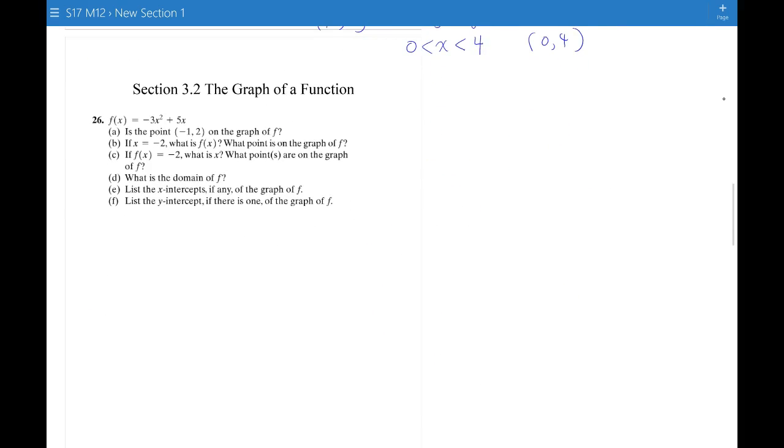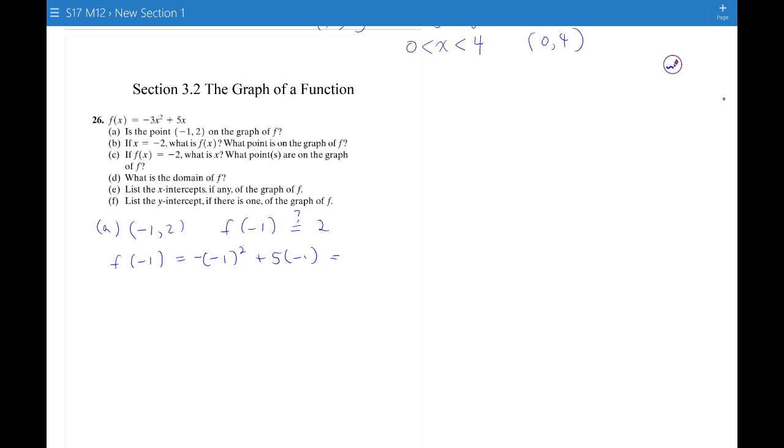And this next one doesn't have a picture that goes with it. We just have an equation. So we need to find some information using the equation. First it asks, is the point (-1, 2) on the graph of f? So this is asking the question, is f of -1 equal to 2? So we say, well, what is f of -1?